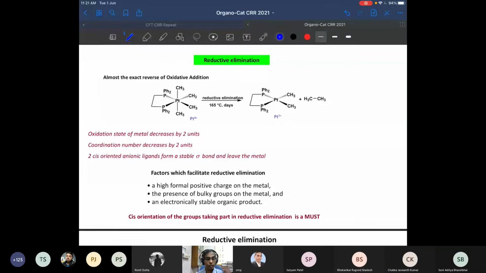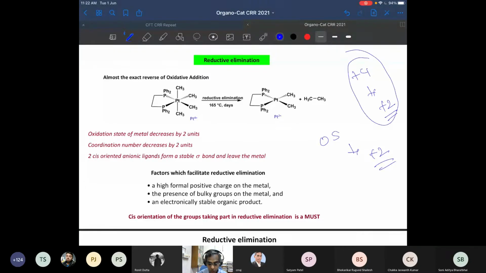So oxidative addition is the addition of a ligand. Reductive elimination is the removal of a ligand. So what will happen? Just the opposite of oxidative addition will take place in reductive elimination. What I mean is, your oxidation state will decrease by 2 units. If it is +4, it will decrease by 2 units to +2. Okay, so that is something that we need to understand here.